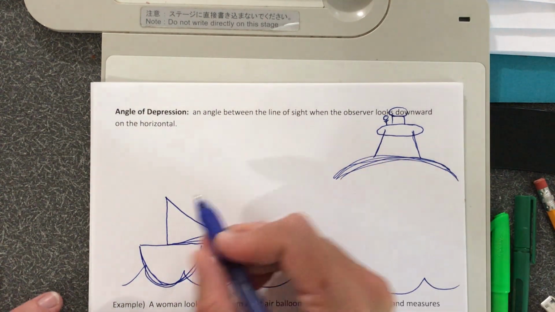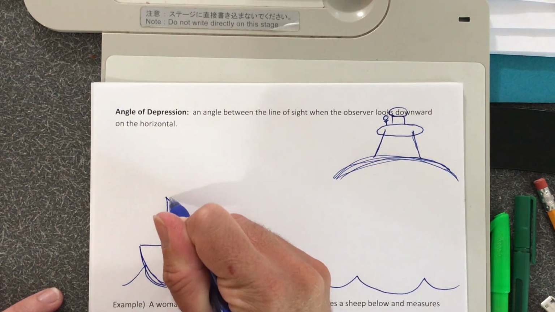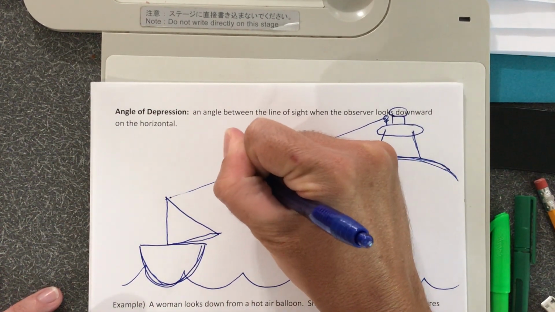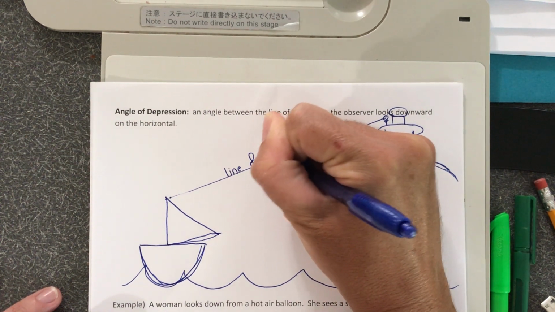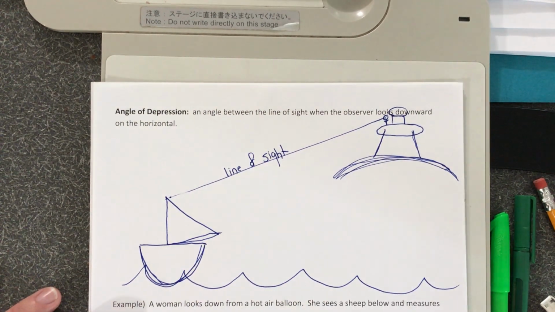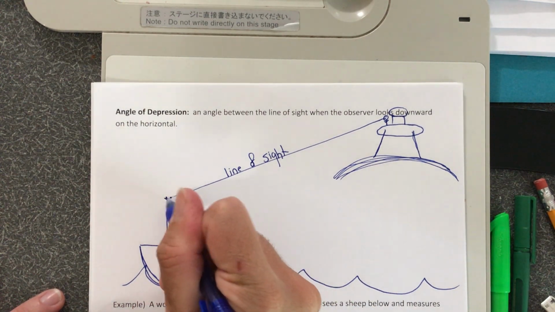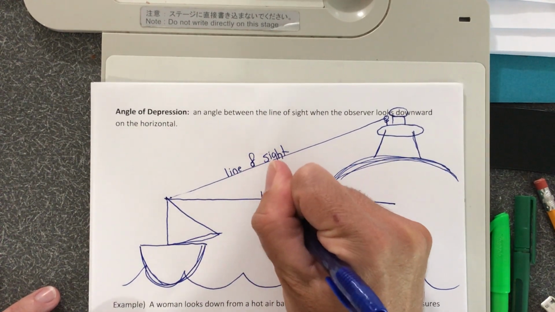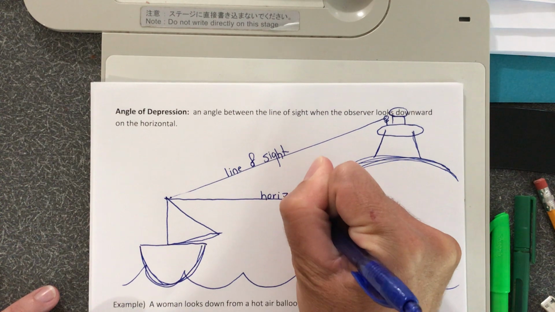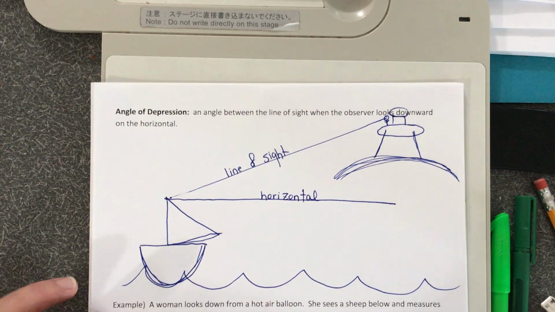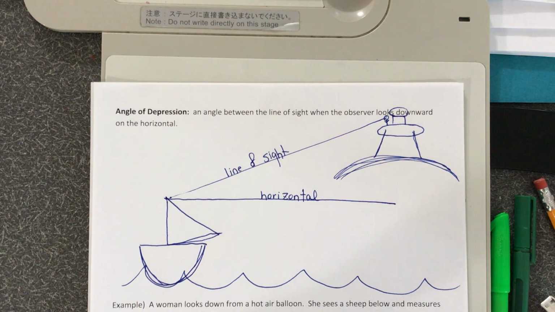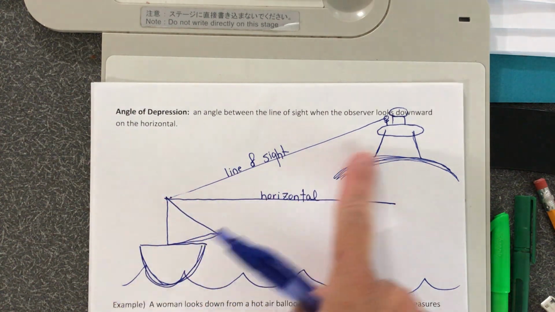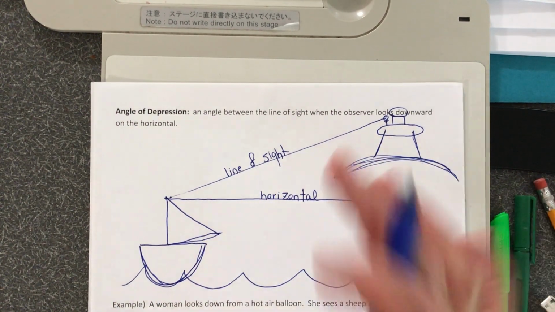So I am looking down onto the top of this ferry boat. So this is my line of sight. Now, my horizontal is still going to be that parallel line that's parallel to the ground. Okay, so this is not your angle of depression because this is looking up. This is still your angle of elevation.